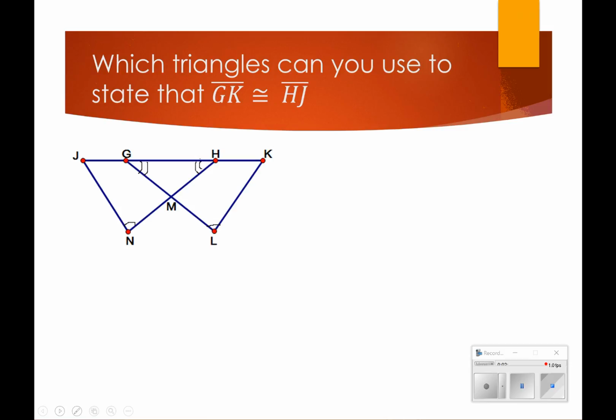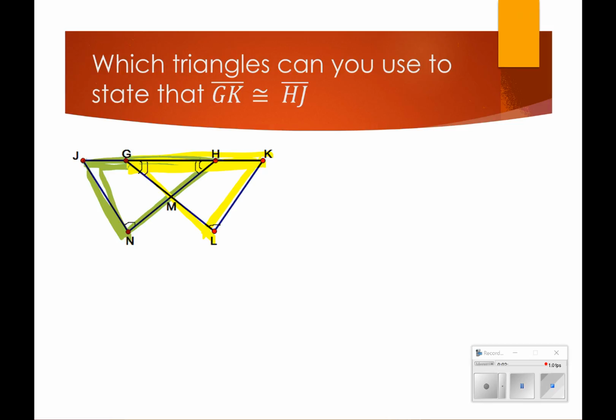Next, we've got some overlapping triangles, so sometimes that can be a little difficult. But what we want to prove is that GK right here is congruent to HJ, which is right here. And again, sometimes that helps. So what triangles can we use to prove that those are congruent? Well, we're just going to need this big triangle right here and this triangle here, and this triangle here to prove that they're congruent.